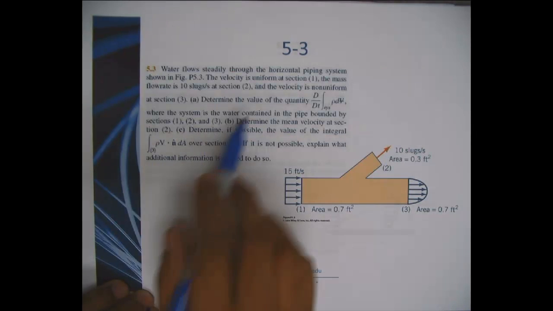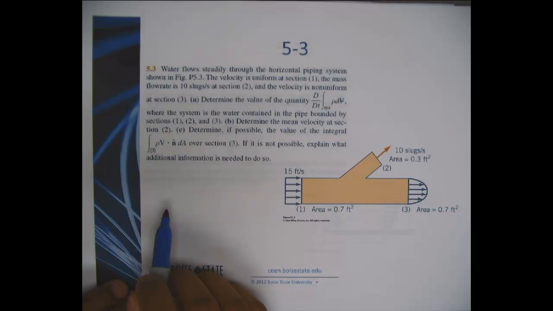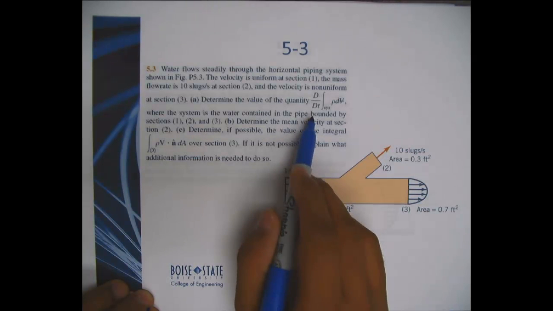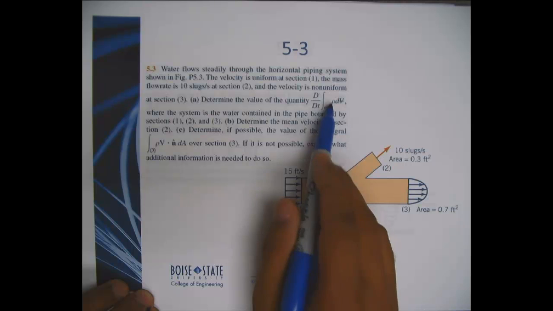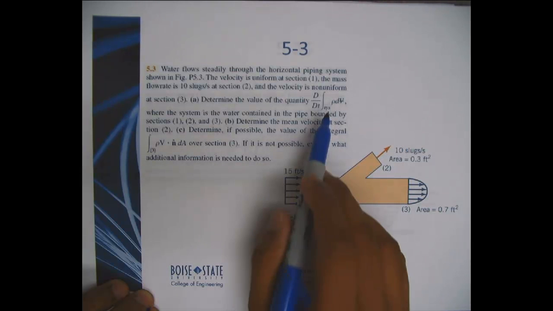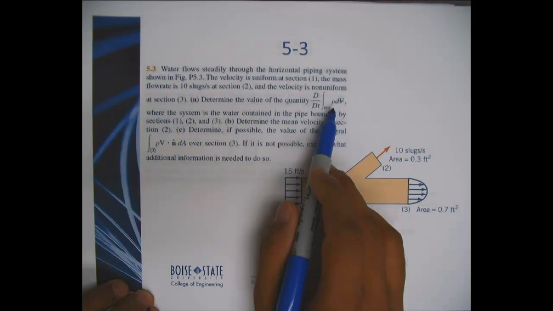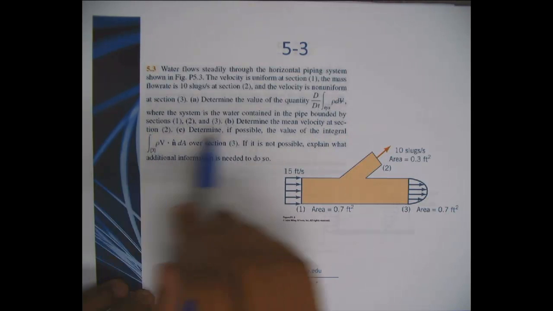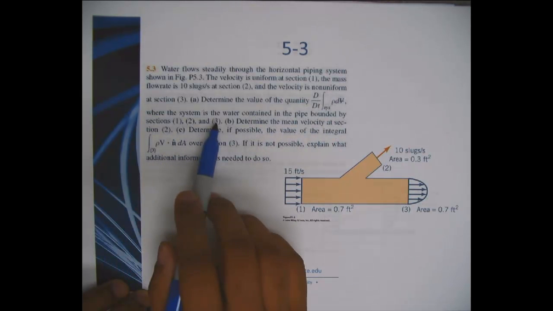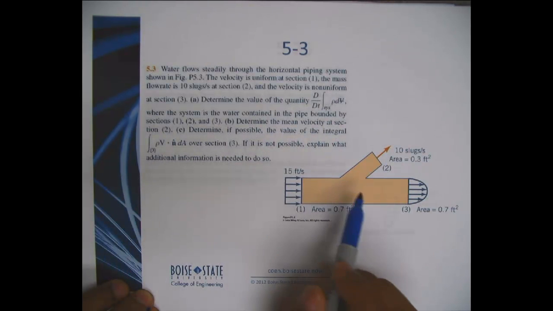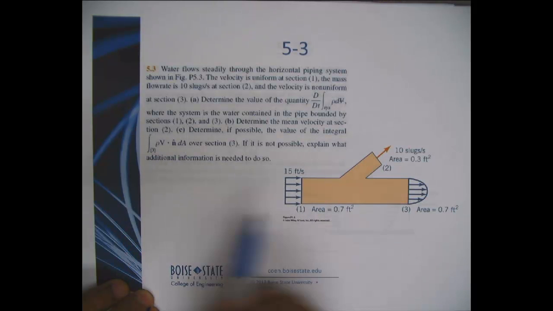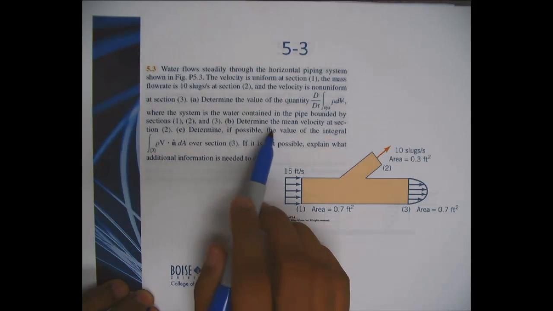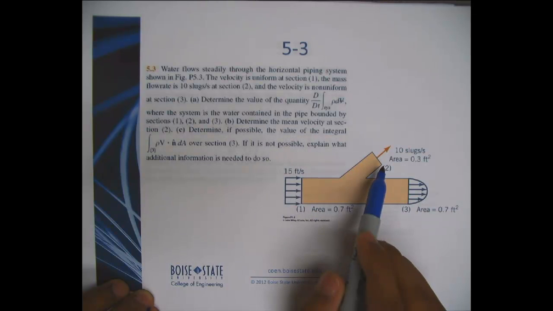In part A, you're asked to determine the value of this quantity, which is the material derivative for the system, the integral of rho dV. You can immediately see that the intensive property here, B, is 1. So that means we are talking about mass conservation. You can quickly tell that from there, where the system is water contained in this pipe, bounded by these three sections. And in part B, you're asked to determine the mean velocity at section 2.